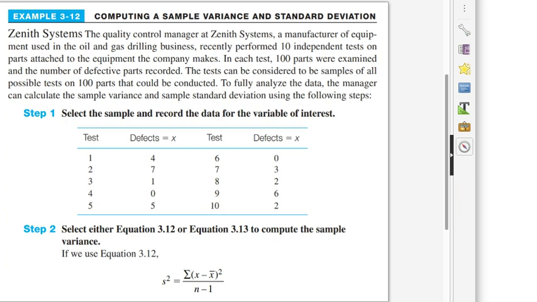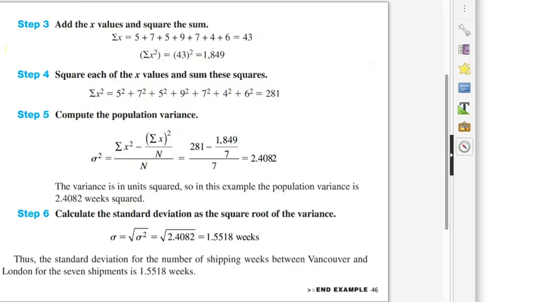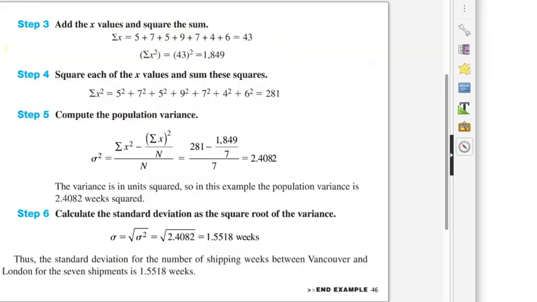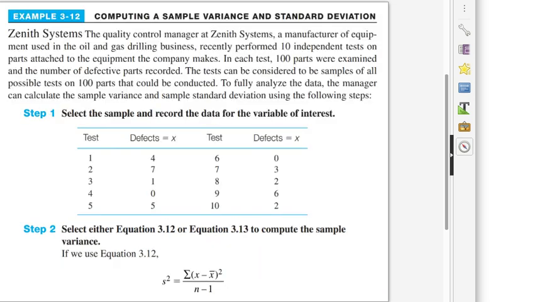Computing a sample variance and standard deviation. That was population. What we have was population because these 7 shipments were all that they had, not a sample. And that's how we calculated. This one is a sample variance and standard deviation.